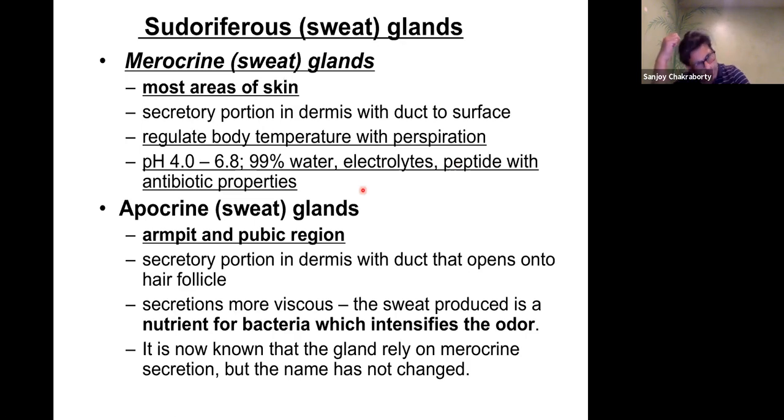On the other hand, the apocrine gland, which we call a sweat gland because that is how we thought about it, actually releases an oily substance. And not only that, this is very interesting: that oily substance is actually nutrients for bacteria. So in your armpit, your pubic region, and around the nipple, generally those glands are active and they secrete there. And when they secrete, they intensify the odor. So now we know that this gland actually does the merocrine type of secretion. Remember, simple exocytosis, but we still keep the name apocrine.